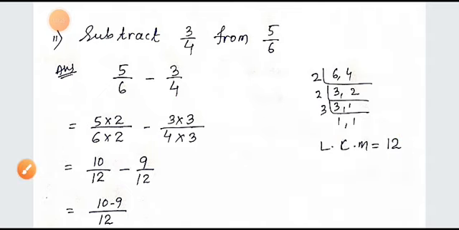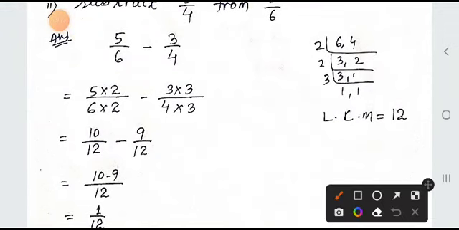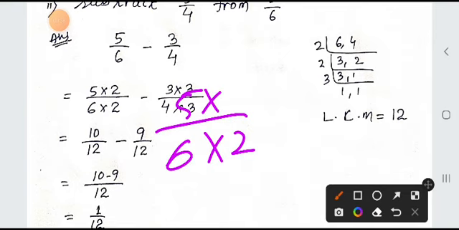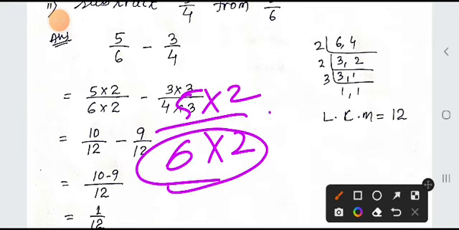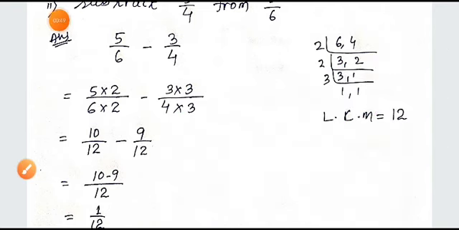So now we will try to make their denominators 12. How to make their denominators 12? As we have 5 upon 6, we will multiply by 2 in the numerator and denominator, so that the denominator will become 12, and in the case of 3 upon 4, we have to multiply by 3 in the numerator and denominator, so that the denominator will become 12.